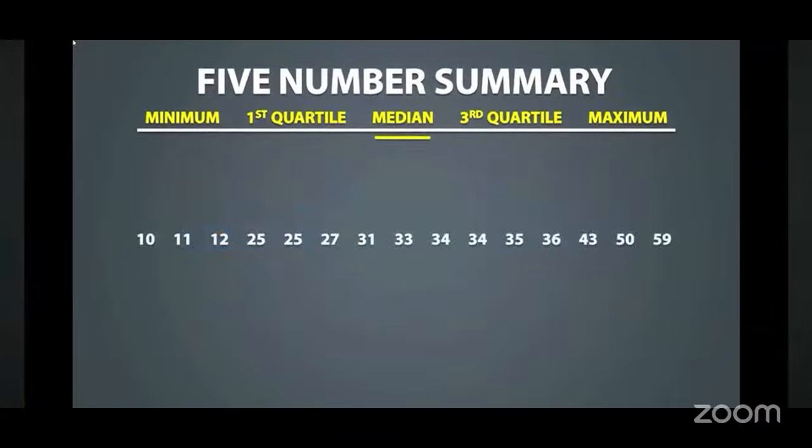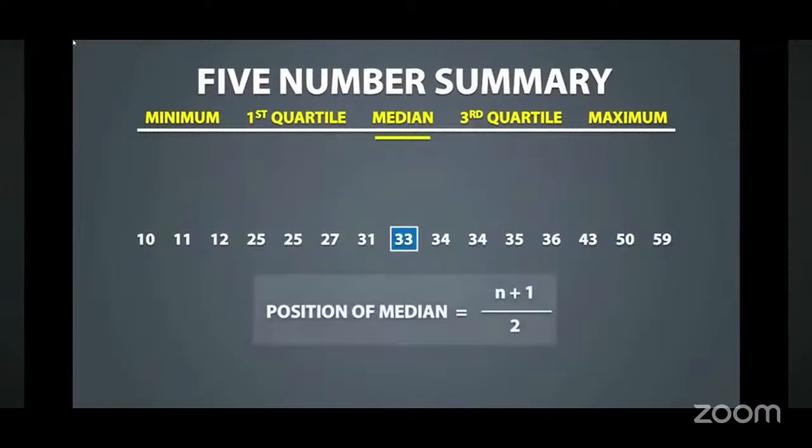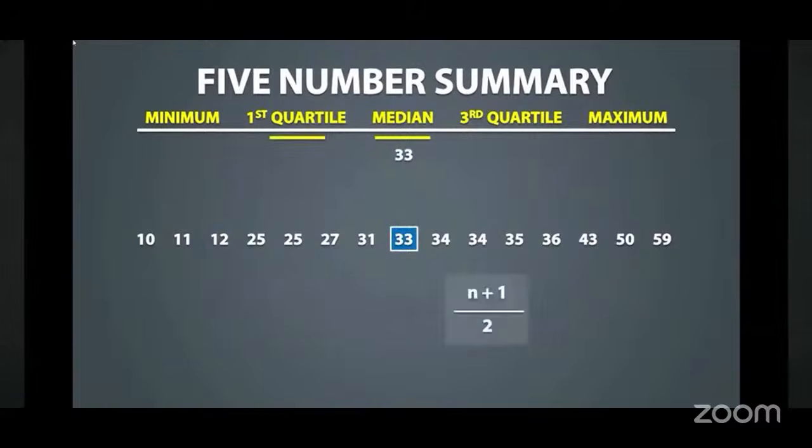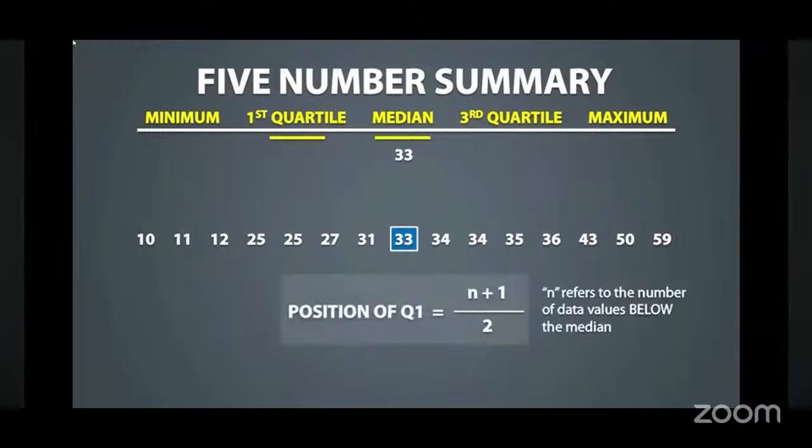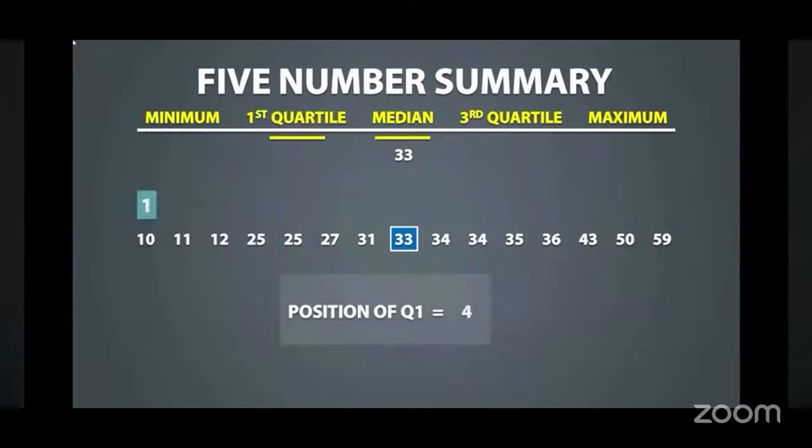We'll start with the median. To find the median, you can look for it visually, and you should find that the median is equal to 33. You can also use the formula to find the position of the median, and we find that it is in the 8th position, which is equal to 33. Now to find the first quartile, we can use the same formula to find the position of Q1, except this time n refers to the number of data values below the median. There are 7 data points below the median, so n is equal to 7, and we find that the first quartile is in the 4th position. So we count to the 4th position and we see that Q1 is equal to 25.